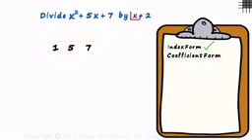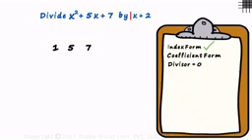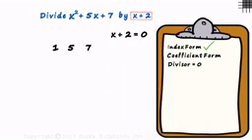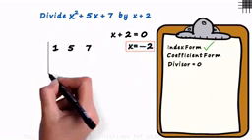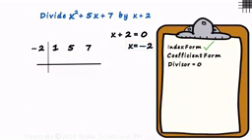Next, we find the value of x after equating the divisor to 0. The divisor is x plus 2. So if we equate x plus 2 to 0, then x would equal minus 2. What do we do with this value? We draw two lines here and write minus 2 outside. When you draw lines, remember to leave some space under the coefficients.